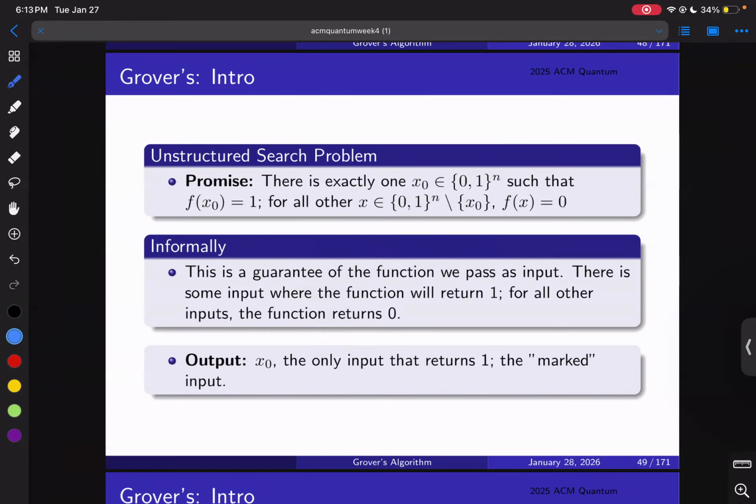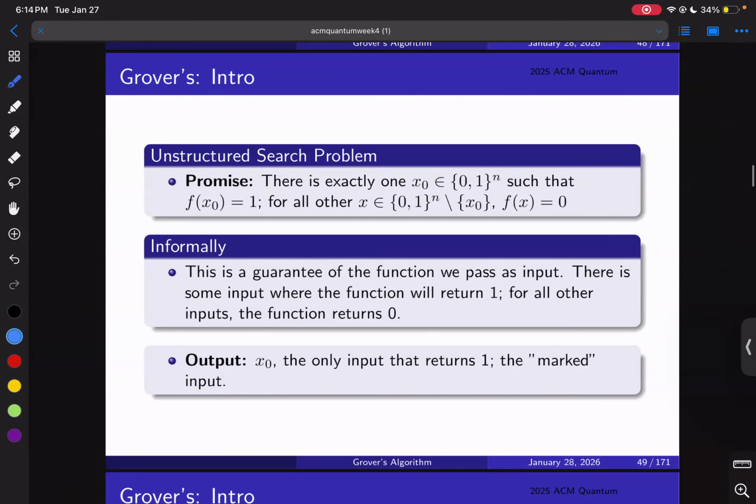And we call it unstructured search because there's no structure in the data. You might have heard of binary search before, which is an efficient search algorithm, but it requires that the database you're searching through is sorted. That's some structure in your data. But in this case, there's no structure. And we're about to talk about how the best classical algorithm to solve unstructured search is just a linear search, where you go through each element in order.